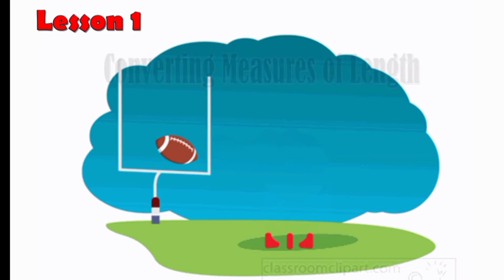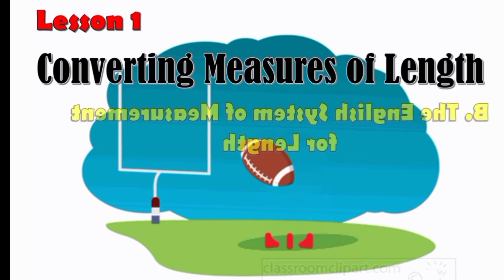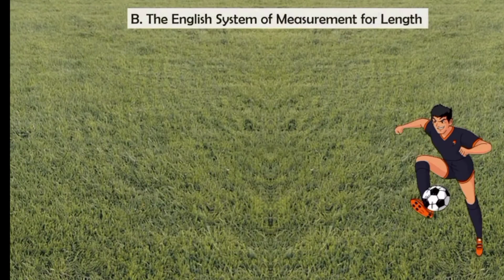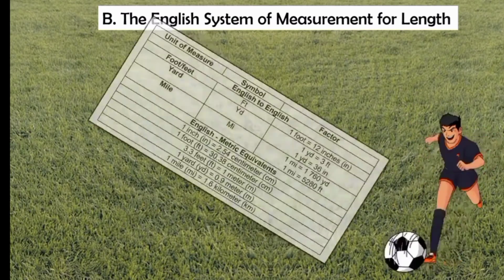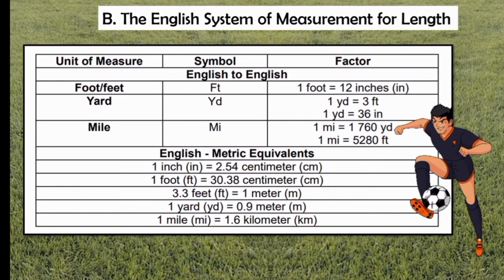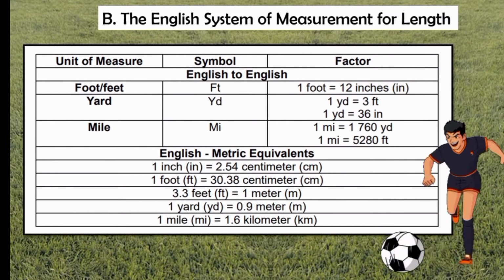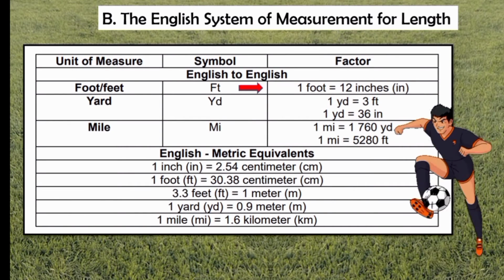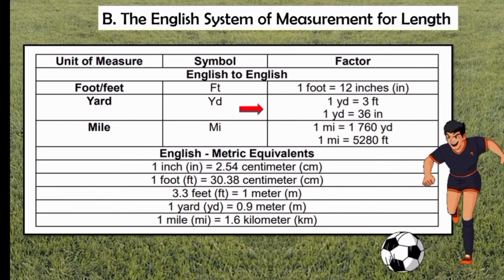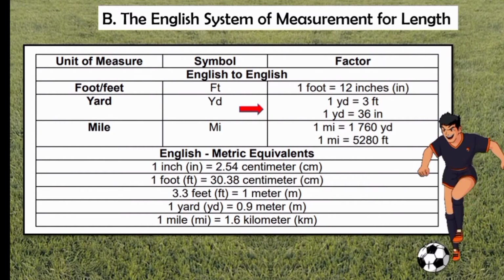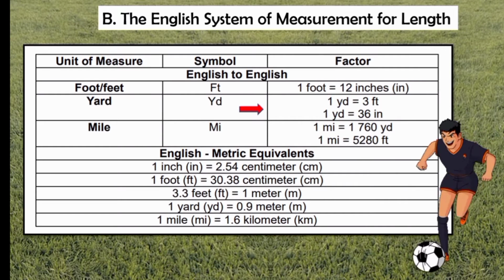Lesson number 1. Converting measures of length. Next topic is the English system of measurement for length. Now here is the conversion table. We have the unit of measure, symbol, and the factors. For the first one, we have feet or FT. For every 1 foot, we have 12 inches. Next is yard or YD. For every 1 yard, we have 3 feet, or for every 1 yard, we have 36 inches.